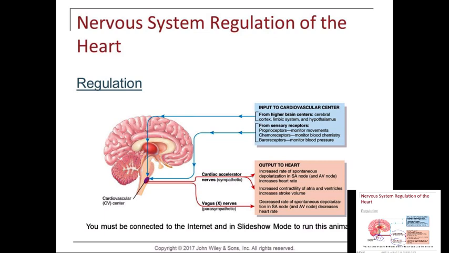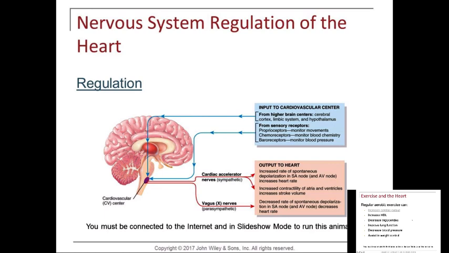The input to the cardiovascular center comes from the higher brain centers, the cerebral cortex, the limbic system, the hypothalamus. There are sensory receptors, proprioceptors that monitor movement, chemoreceptors that monitor blood chemistry, and baroreceptors for blood pressure. They monitor the blood pressure, especially in the carotid sinus. There are baroreceptors there.